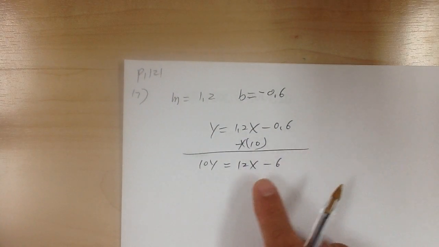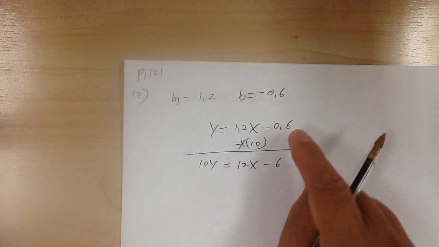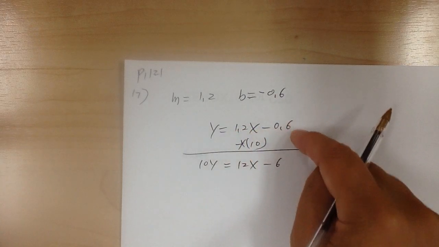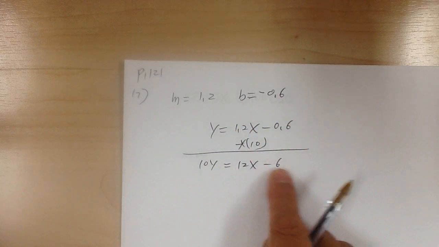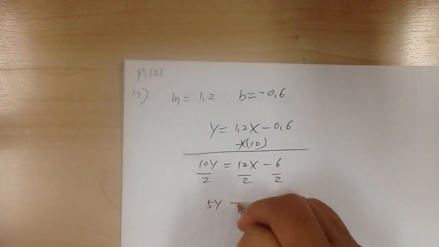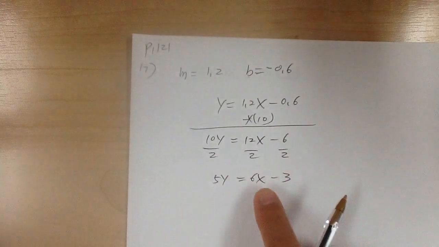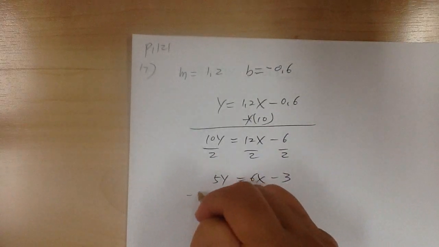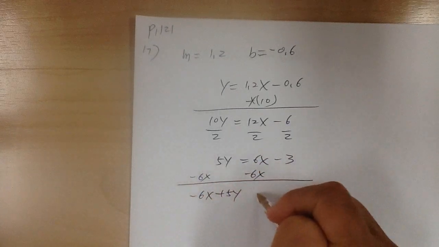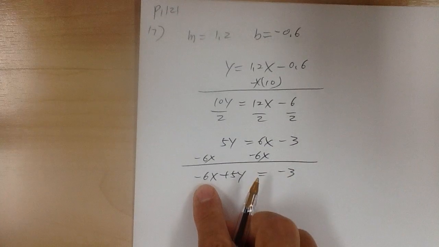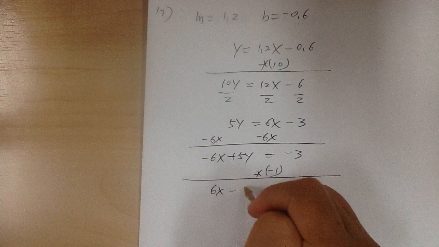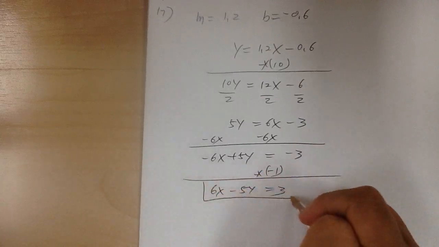Then after that, if you notice that everything is a multiple of 2, the first thing you do is get rid of the decimal by moving the decimal place over. Then you have to lower your number as much as you can. It's always a multiple of 2, so you have to divide it by 2. So you got 5y equal to 6x minus 3. Then you have to move this over. So you got negative 6x plus 5y equal to negative 3. And again, you cannot begin with a negative, so multiply by negative 1. So you got 6x minus 5y equal to 3.